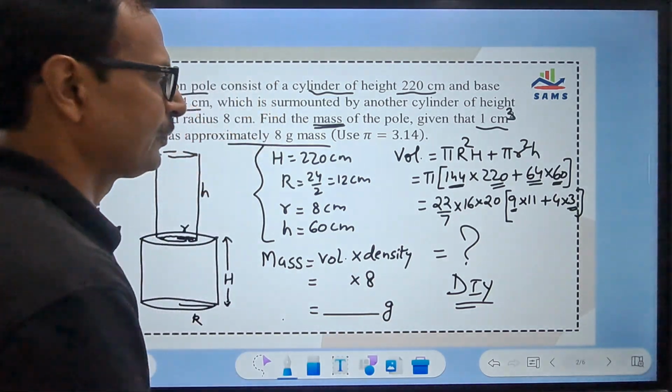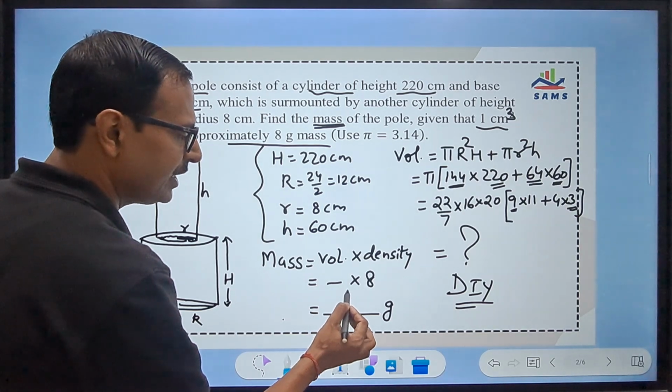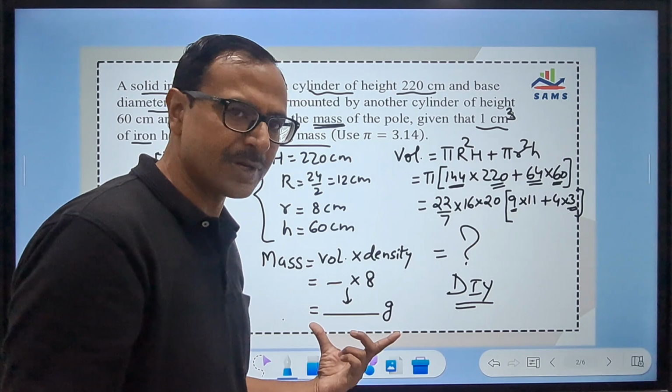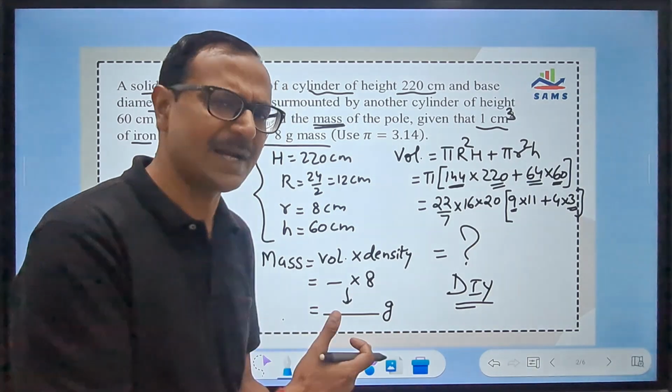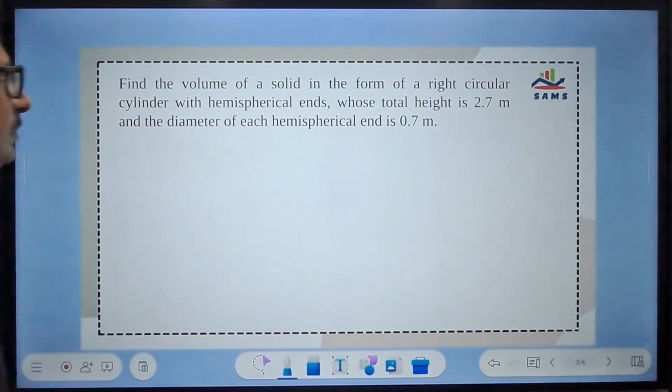Okay, so this is the volume. So you got to put the volume here and find the mass of the pole. And if the mass exceeds 1000 grams, convert it into kilograms. That is pretty elementary, right? Okay, let's see the next question.